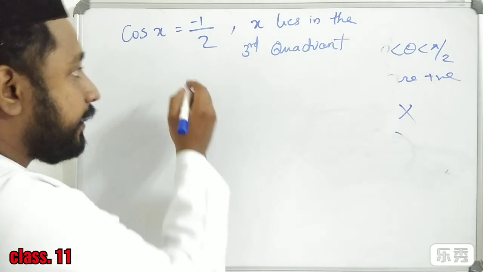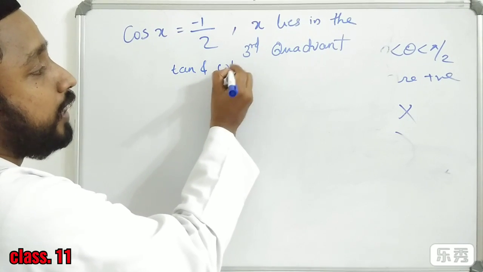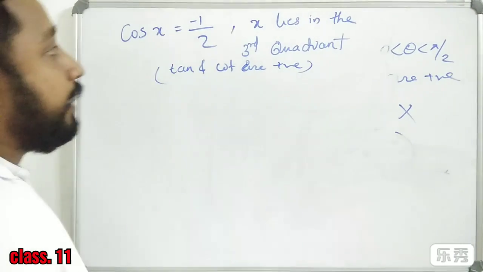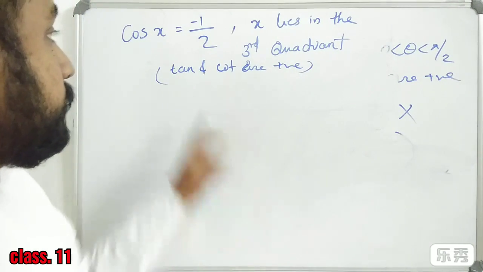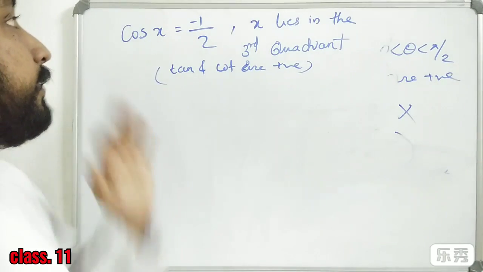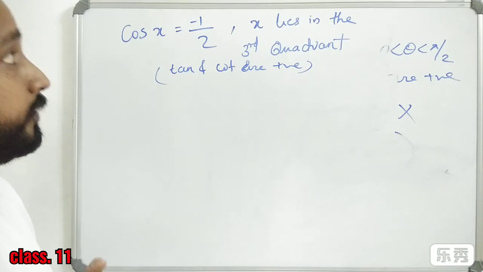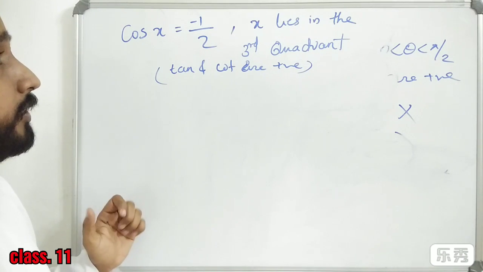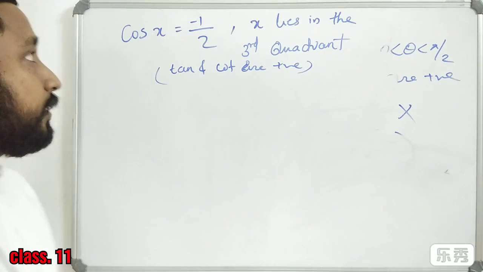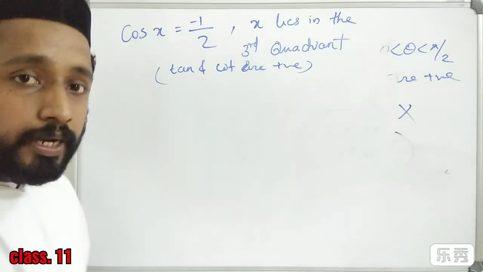We know that in the third quadrant, tan and cot are positive. Rest of the others are negative. So cos is negative, already given as minus 1 by 2. Sin x is also negative, and cosec x and sec x are also negative. Tan and cot are positive. X lies in the third quadrant. We have to find other trigonometric ratios.